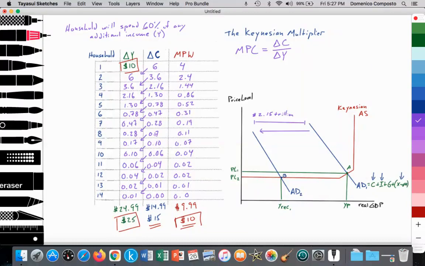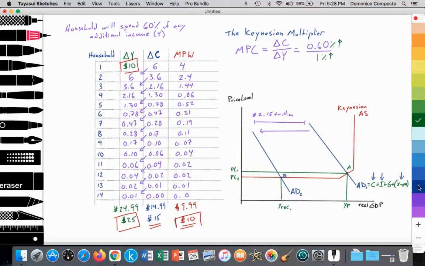And we've stated that the household spends 60%. So the MPC in our case is equal to 0.6 or 0.60 over 1. What does that mean? That any time we increase household income by 1%, we should expect an increase in consumption spending by 0.6%. That is the idea of the MPC. Of that additional dollar of income, 60 cents will be spent.